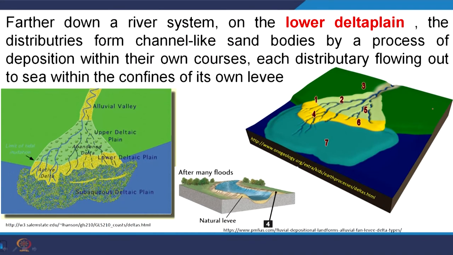Further down, coming from the upper delta plain to the lower delta plain, the distributaries build channel-like sand bodies by a process of deposition within their own course. Each distributary flows out to sea within the confines of its river levees. Now if you see, this yellowish part is the upper delta plain and this is the lower delta plain. In the lower delta plain we are getting natural levees. If you remember our fluvial geomorphology classes, natural levees were formed here, and they are a positive geomorphic feature as compared to the river sand.